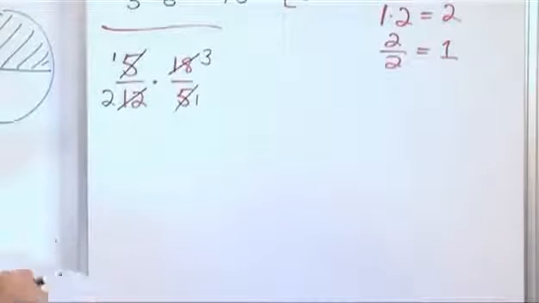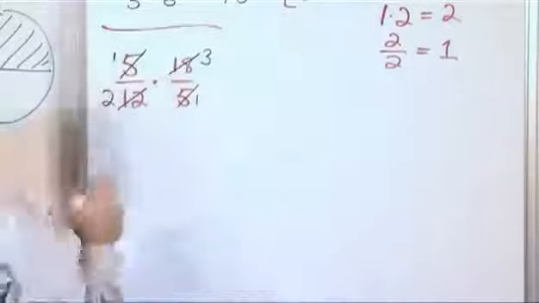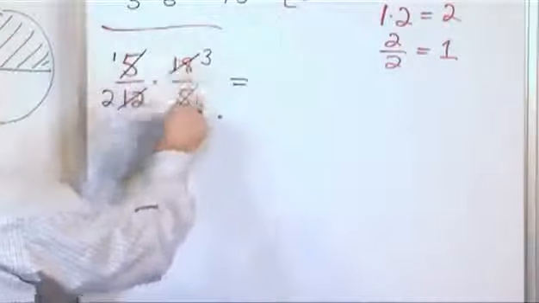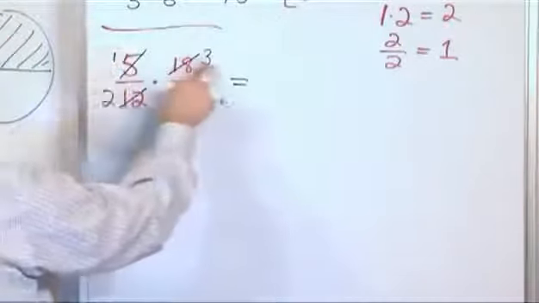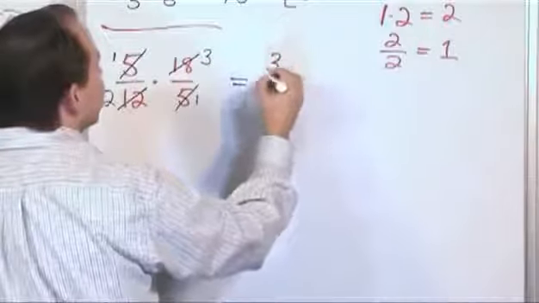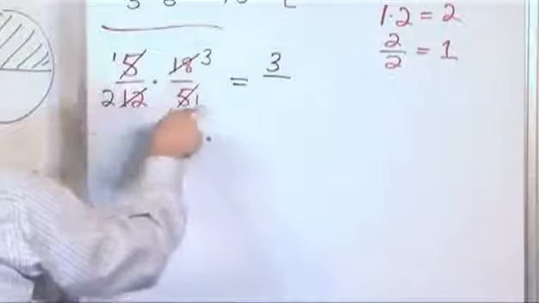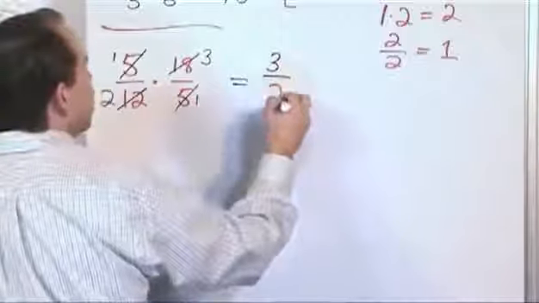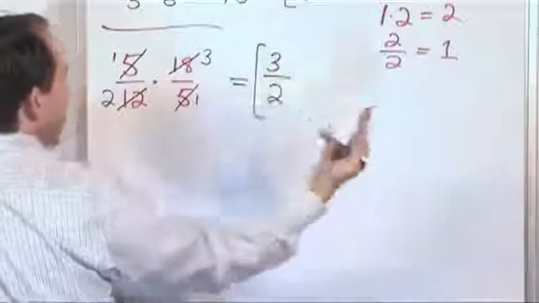Let me continue on and we'll come back and go over this part a little bit more. All of the big numbers are now gone. We have a 1 times a 3, giving us 3. We have now a 2 left over times a 1, giving us a 2. And this is totally simplified, 3 halves.